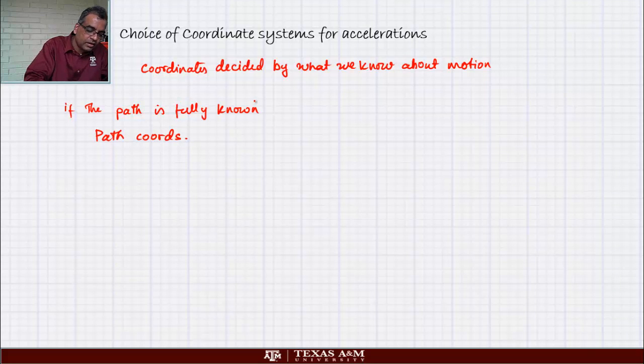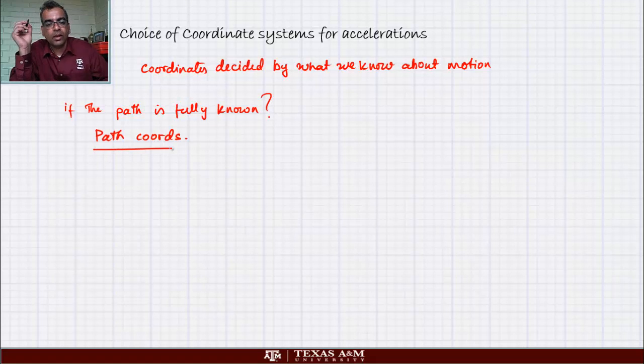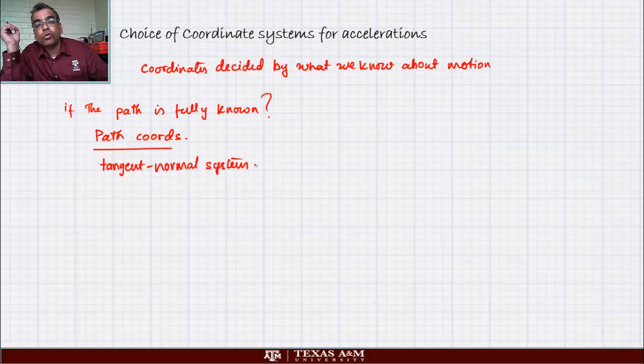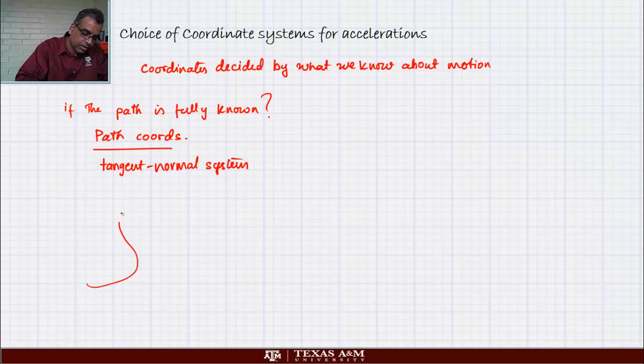So your first diagnosis is, is the path fully known? If the answer is yes, you do path coordinates. Path coordinates are also called tangent normal system. Intuitively, this is the most convenient. So for example, if you're driving along the highway to go from, let's say, College Station to Houston, you know the path because you know the route of the highway. It is most convenient to use a direction which is along the path and perpendicular to the path, rather than X and Y.